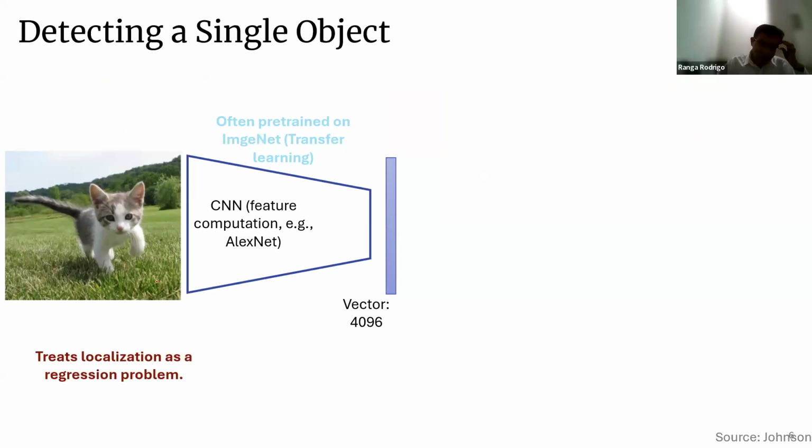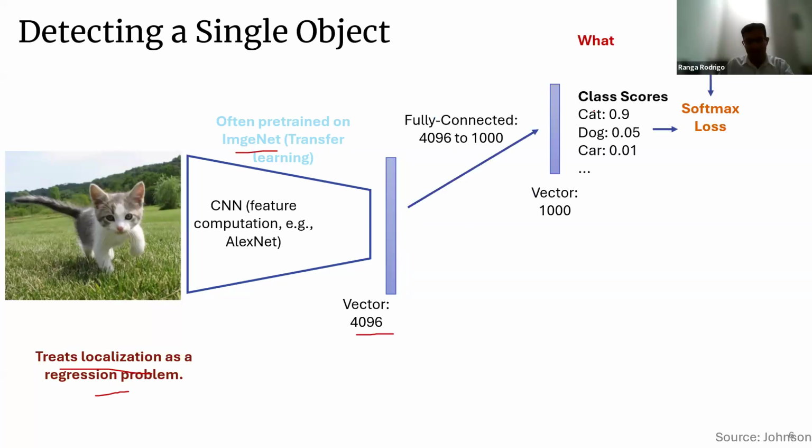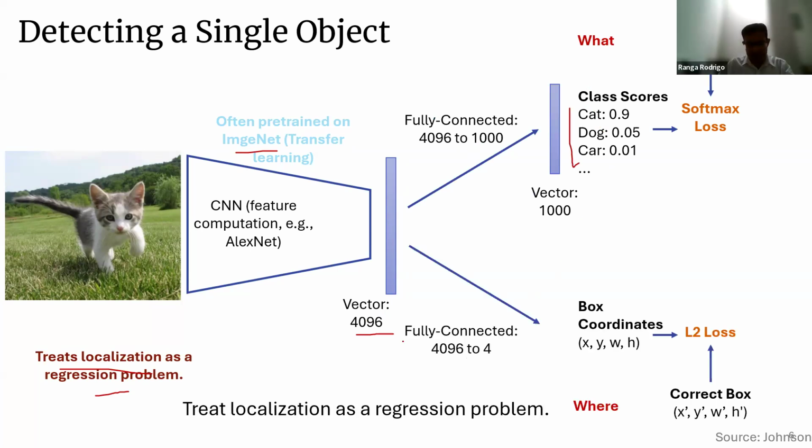So now let's see how to detect a single object. We treat localization as a regression problem. We will see what that means. So you run it through some CNN, pre-trained on ImageNet, and then we get a 4096 vector, and that vector we classify into one of the classes. That's fine. And then what we do is we get a fully connected network to produce four numbers. Those four numbers are x, y, and the width and the height.